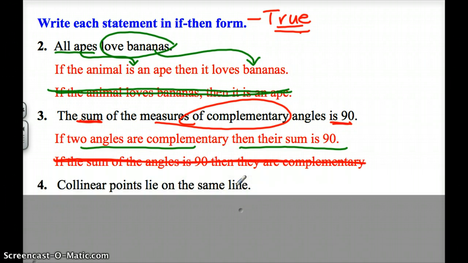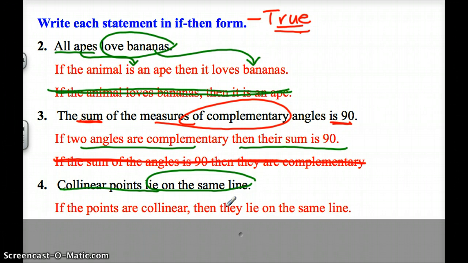On the next problem, you have collinear points lie in the same plane. You have collinear points, and you have them lying in the same plane. So those are the two pieces I have. So again, I have to think about, okay, which way am I going to go here? Collinear points are happening first, and then they are lying in the same line. So if the points are collinear, then they lie in the same line. That is the correct answer.